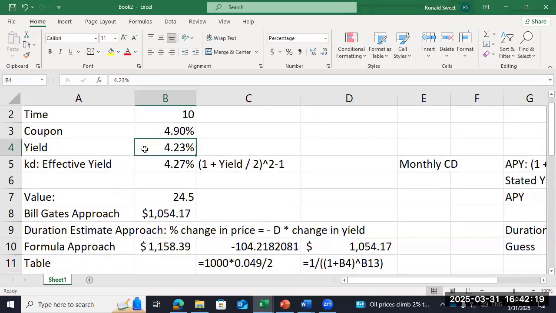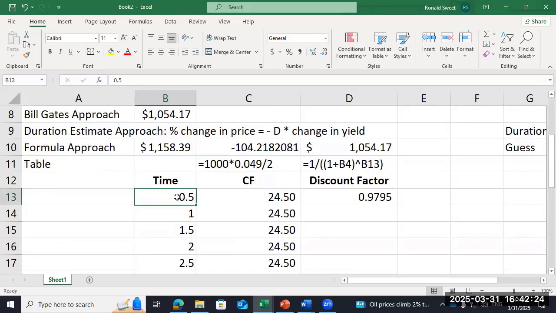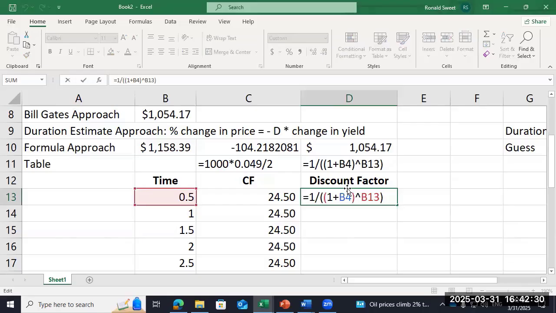Now, you're probably thinking, why do we do the effective yield? So we could have taken 4.23 and divided by 2 and multiplied it by 1 for the first period. I mean, there's different ways to do it. I do it with the time as 6 months, and then I use the effective yields. So it kind of depends on which way you're taught. So you're going to do my approach here, but I'm going to lock in the rate.